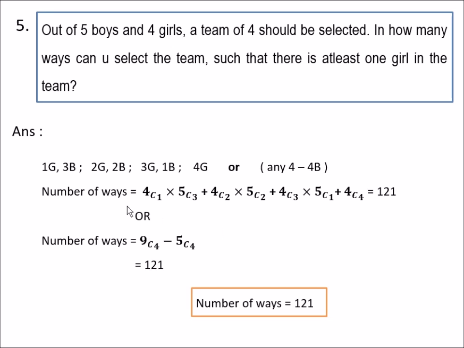Or you can find it directly by subtracting from the total number of ways. There are 9 people in total, so selecting 4 at a time is 9C4, and subtracting the combinations of all boys, that is 5C4, which equals 121. And this is the answer for this question.